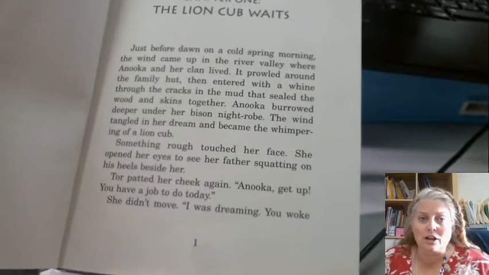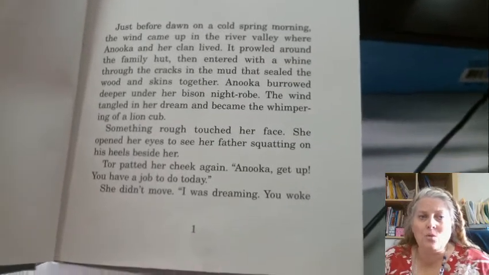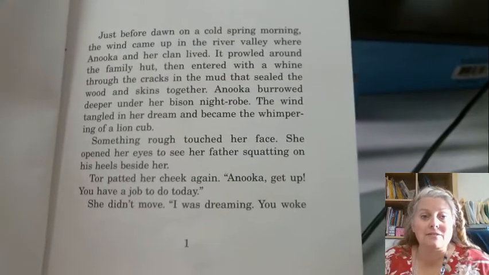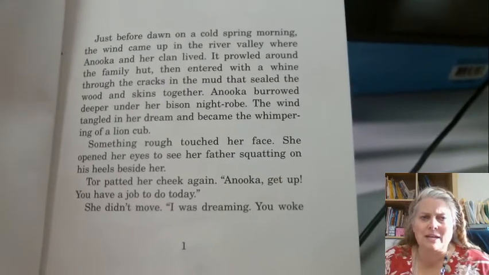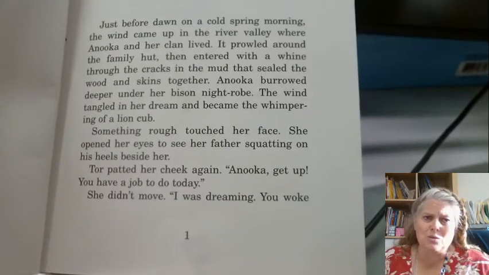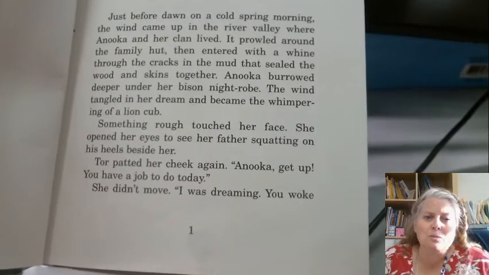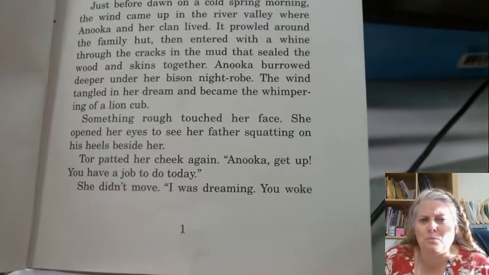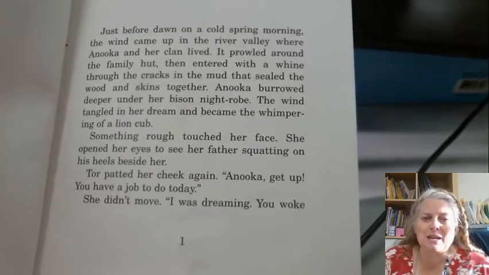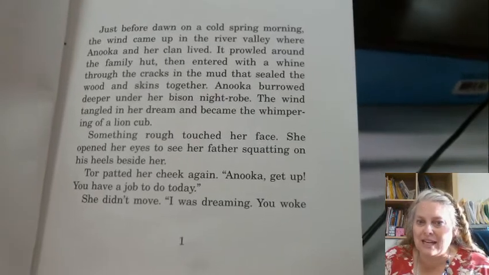Just before dawn on a cold spring morning, the wind came up over the river valley where Annoka and her clan lived. It prowled around the family hut, then entered with a whine through the cracks in the mud that sealed the wood and skins together. Annoka burrowed deeper under her bison nightrobe. The wind tangled in her dream and became the whimpering of the lion cub.